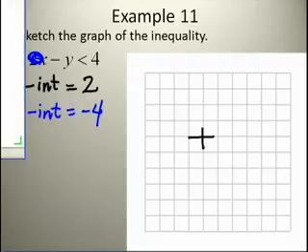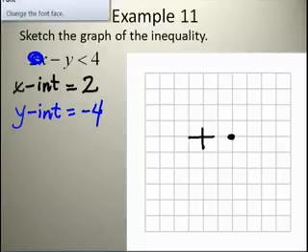Again, my x-intercept is at 2, and my y-intercept is at -4. And it's less than, there's not an equal to, so it's going to be a dashed line.